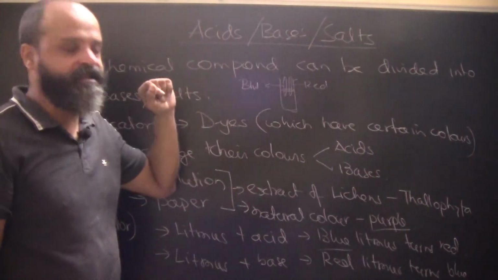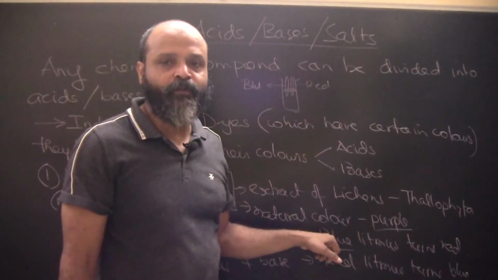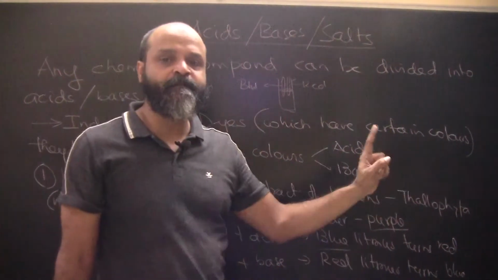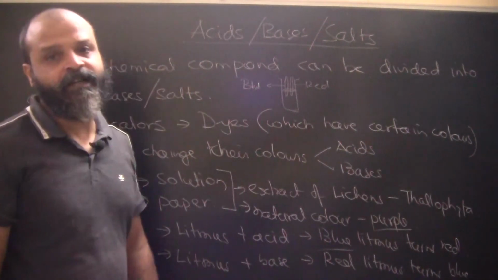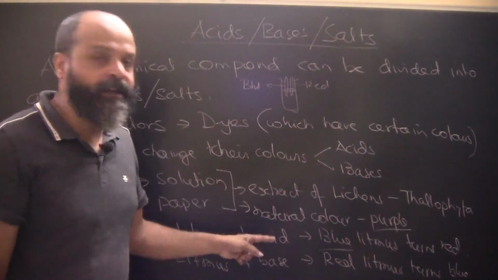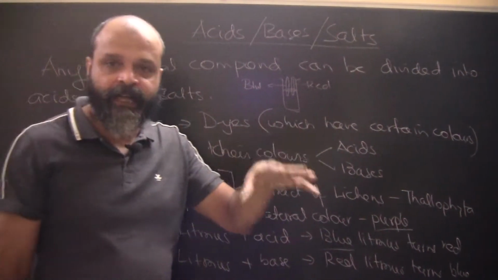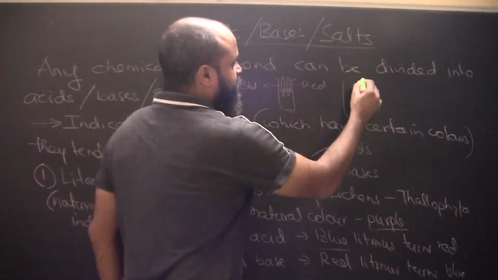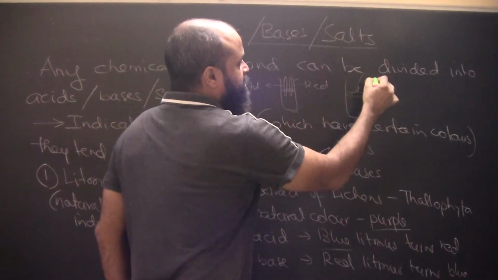So whichever changes its color, if the blue litmus paper becomes red, then definitely it is an acid. If the red litmus paper becomes blue, then definitely it is a base. So one of the papers is going to change its color depending on whether the compound is an acid or a base, okay. And we can also do one thing, we can also apply litmus solution, okay.